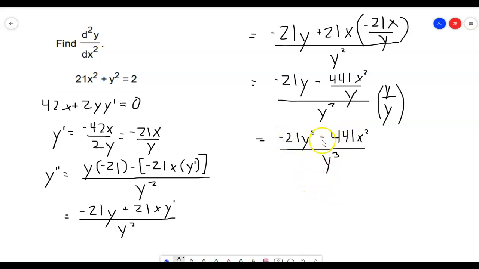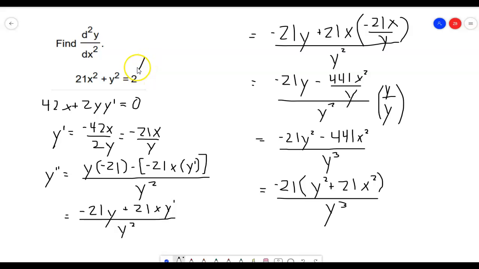Now I can pull out a negative 21 from the top. Negative 21 comes out, and I'm going to end up getting y squared plus 21x squared, all over y cubed. See how fun of a problem this is? But take a look at this. What is y squared plus 21x squared? We actually know what that is. That's equal to 2. So we can substitute this whole thing for 2. So this is equal to negative 21 times 2 all over y cubed. This whole thing is just equal to negative 42 over y cubed. And that, folks, is as far as we can go.